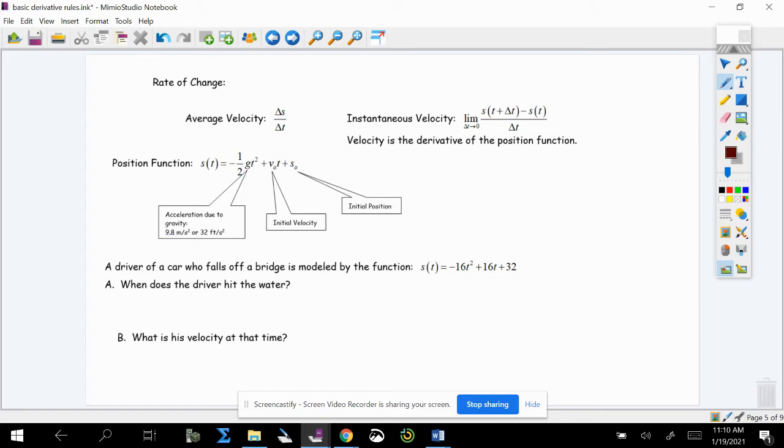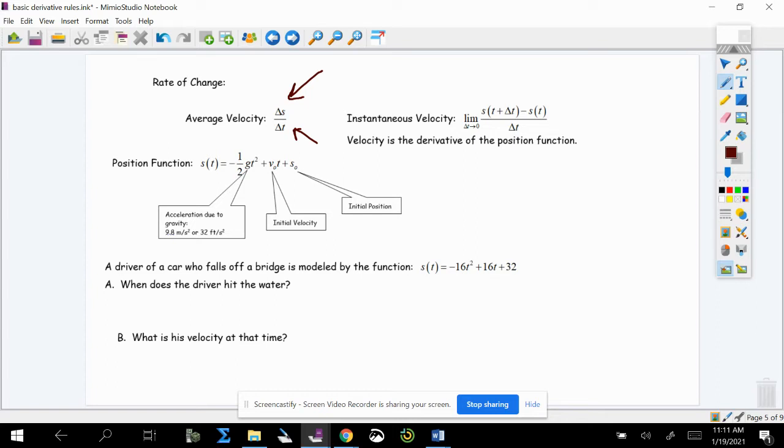Your S, for some reason, S is used a lot for position. So it's taking the difference in your position divided by the difference in time. So maybe you traveled 500 miles and it took you 7 hours. To figure out your average velocity, you're just going to strictly divide.